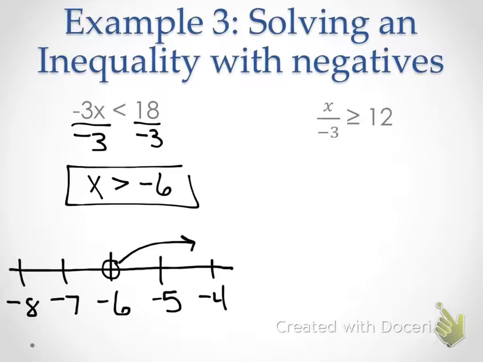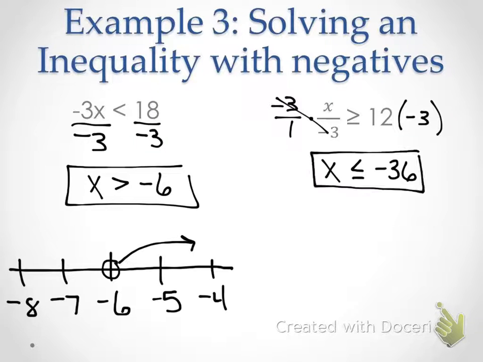X over negative 3 is greater than or equal to 12. Go ahead and try to work the whole thing. Okay, so what do I do to both sides to solve for x? Multiply by negative 3. So what happens since you multiplied by a negative? What happens to your inequality? Oh, you switch it. You got to switch it. Did you say x is less than or equal to negative 36?